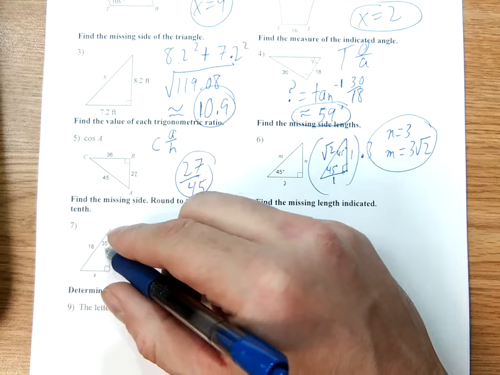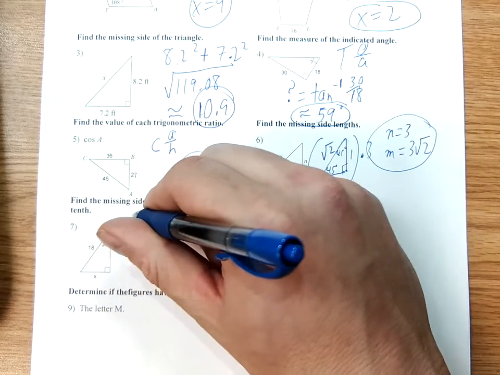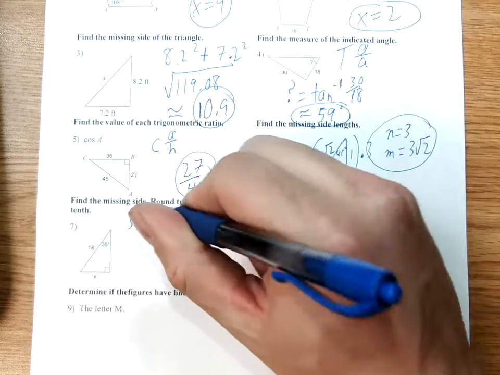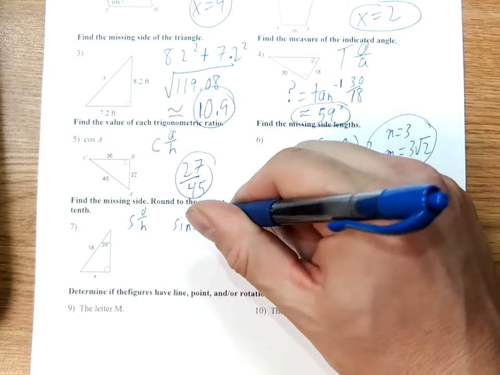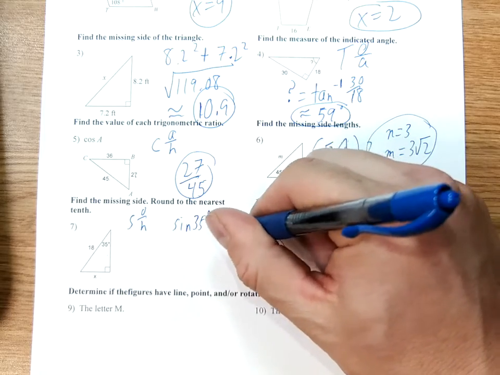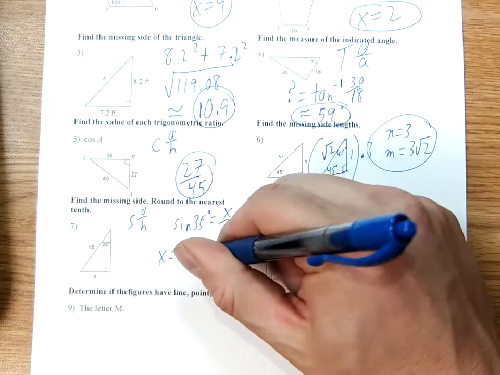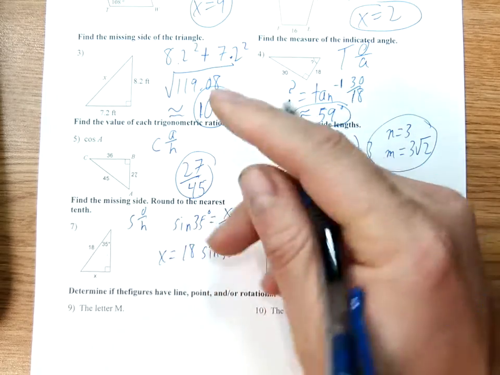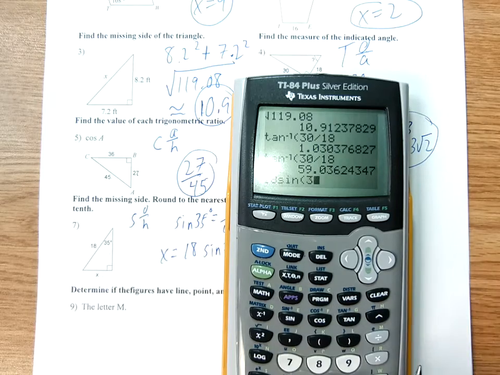Alright, here we're looking at sine, opposite over hypotenuse. We're looking at SOH. So the sine of 35 degrees will equal x divided by 18. So x is going to equal 18 times the sine of 35. 18 times the sine of 35 is going to yield 10 and 3/10.